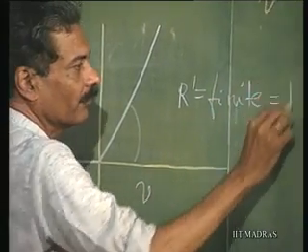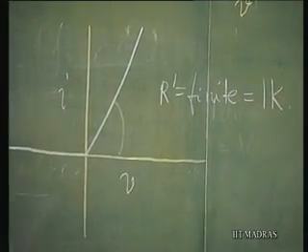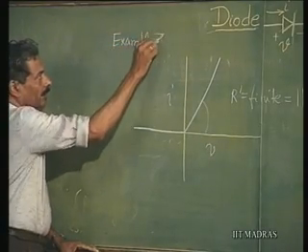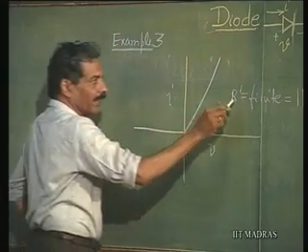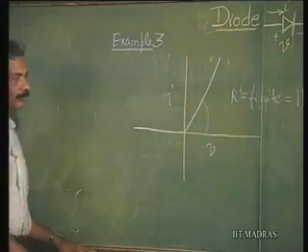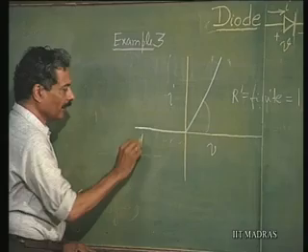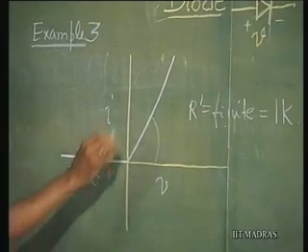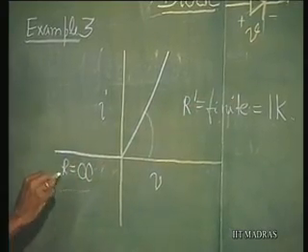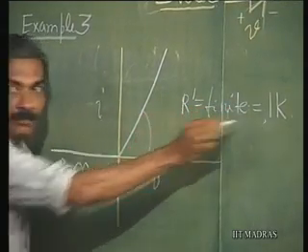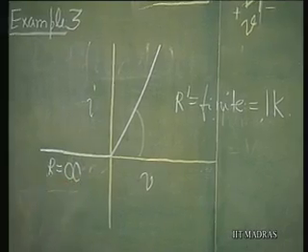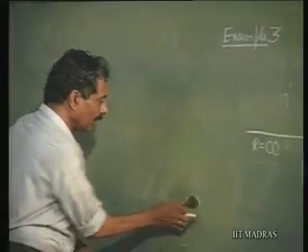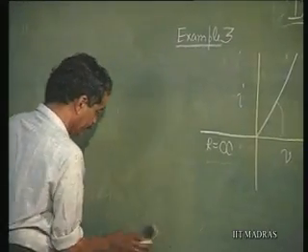So, let us say it is equal to 1 K. This is example 3. So, I want an R dash which is 1 kilo ohm and R which is equal to infinity here. Earlier R dash was 0 and R was infinity. Now, R dash is 1 kilo ohm and R is equal to infinity. Let us see how we can simulate this, so that I get a nonlinear resistor of this type.